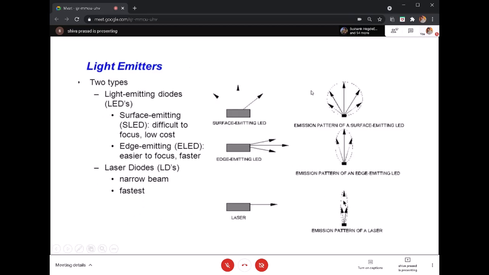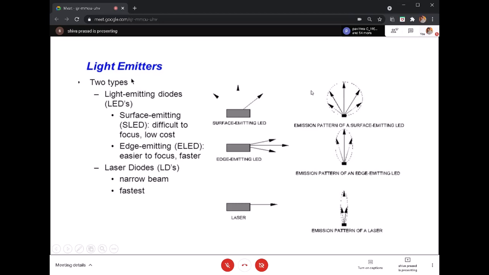So this is a diagram. The other day I was telling you about the emission pattern. In this slide, we can see the emission pattern, which I had not shown that day. I was telling you that the emission pattern of a laser is different from that of the edge emitting as well as the surface emitting diode, and the edge emitting is good compared to the surface emitting. Here you can see the emission pattern.